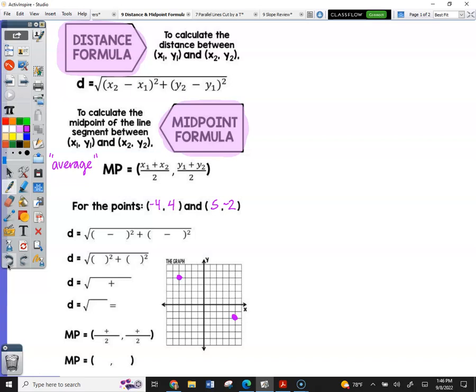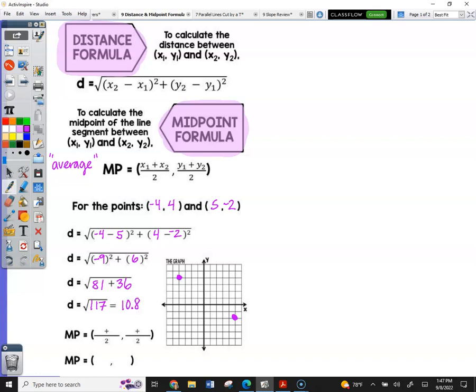Okay, so I always just subtract in the order it's written. I say to myself, -4 minus 5. There's my x's. Now my y's. 4 minus -2. All right, clean it up. That would be -9, correct? That would be 4 plus 2. This would be 81. This would be 36. This would be what? 117. Then you have to go to your calculator and take the square root of that. I don't know what that is. 10.816653. So we'll say it's approximately 10.8.